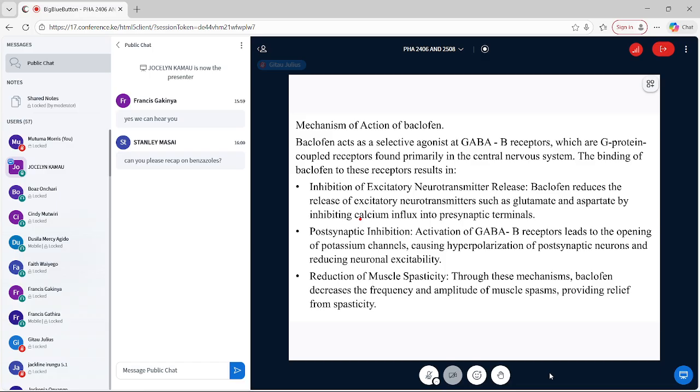Presynaptic inhibition: activation of GABA B receptors leads to the opening of potassium channels, again causing hyperpolarization of postsynaptic neurons and reducing neuronal excitability. Baclofen, through these two mechanisms, reduces the frequency and amplitude of muscle spasms, providing relief from spasticity, or that rigidity of the muscle.